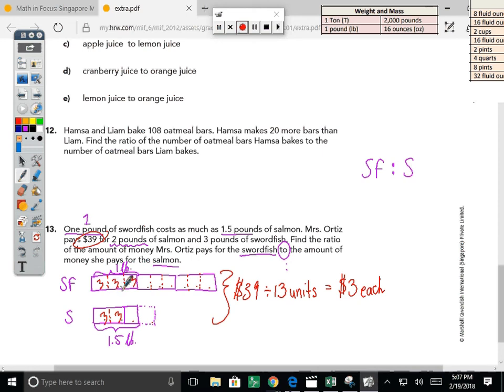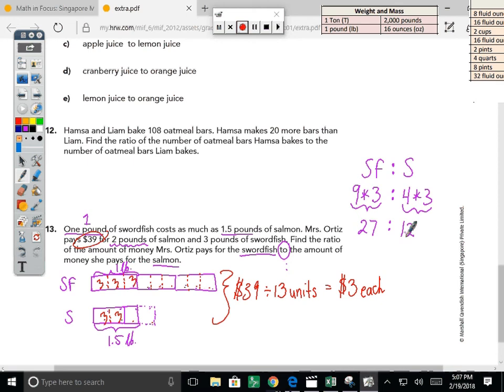Notice I have 1, 2, 3, 4, 5, 6, 7, 8, 9 units. 9 units times $3 in each. And for the salmon here, I have 1, 2, 3, 4 units times $3 in each. I can really multiply these, and that will help me figure out how much each part of this problem cost. Well, 9 times 3 is 27, and 4 times 3 is 12. The swordfish is more expensive, and it also makes sense if you look at your bar model, it's quite a bit longer, isn't it? And so I'm going to get an answer of 27 to 12.